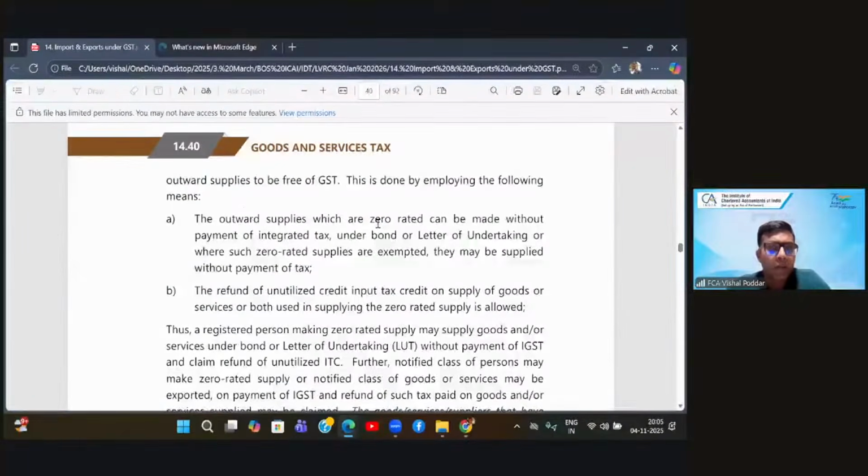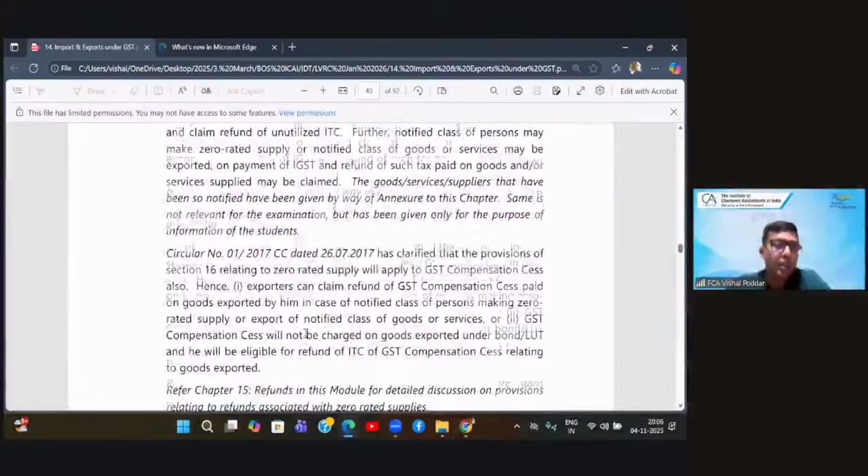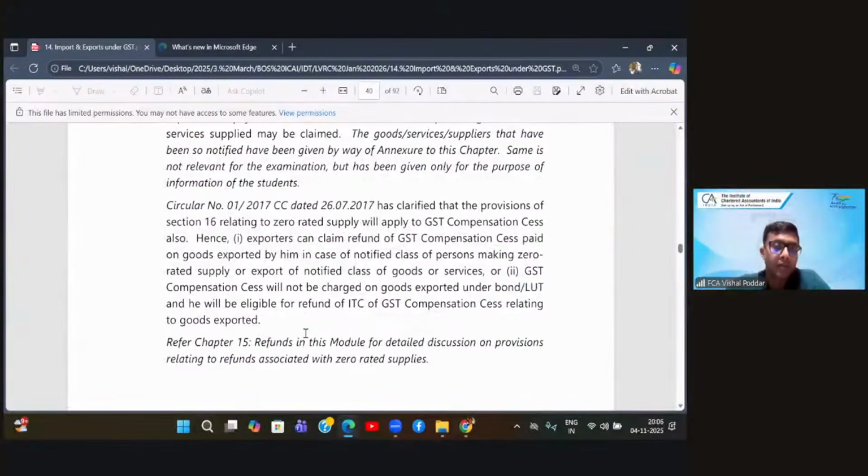Now, what will happen if your supplies are zero rated? So if your supplies are zero rated, firstly, for outward, you have an option to pay tax or not to pay tax. That will be your choice. So you may export without paying tax. That is a benefit of zero rating, that is without levying any GST. And at the same time, on the input side, whatever is the ITC, you are eligible to take refund by complying with the refund procedure.